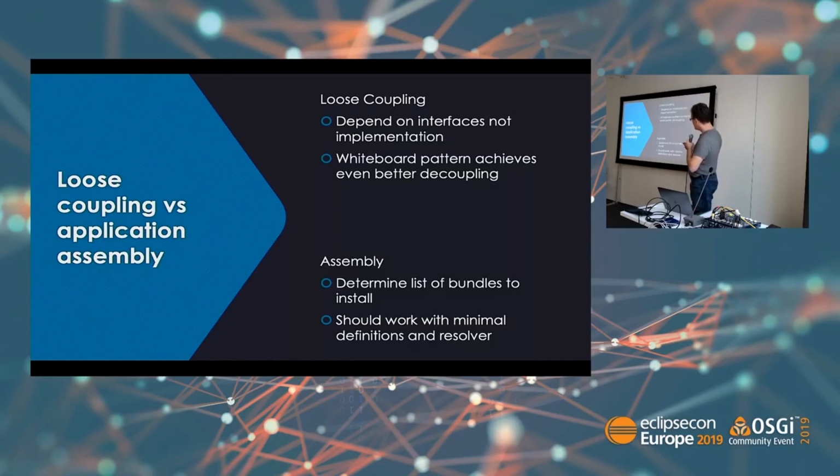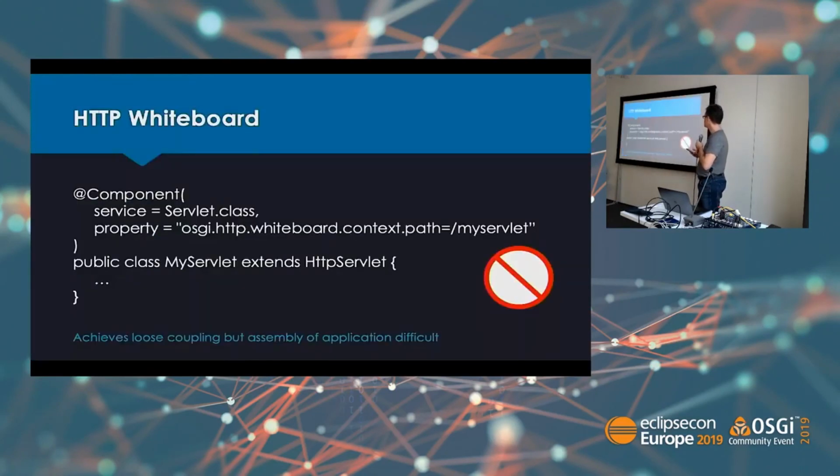On the assembly side, we have the requirements of someone who does operations or assembly. He has to determine a list of bundles to bring up, and that with minimal definitions. Because if you have too many definitions, too much metadata to define how to bring up your application, it will also be kind of unstable. When you do changes, you will often also have to change the assembly. So ideally, you want as few things defined at assembly time as possible, and still it should be easy to determine your full list of bundles.